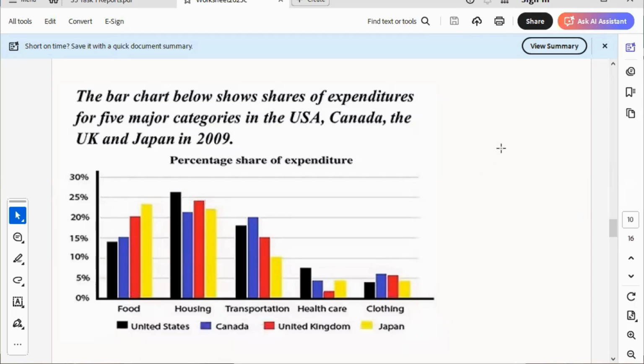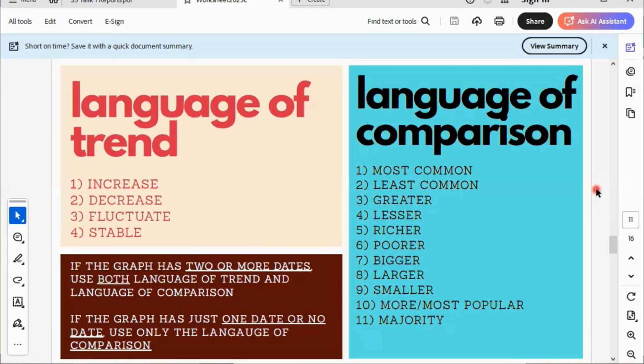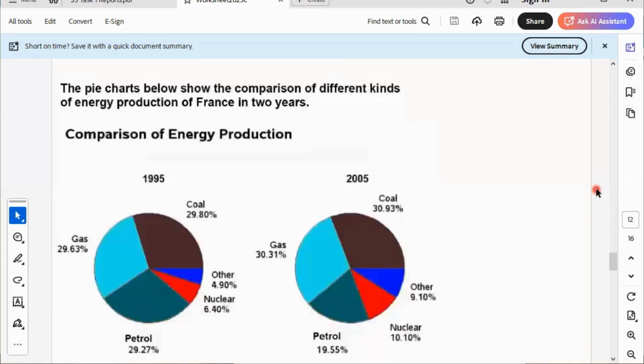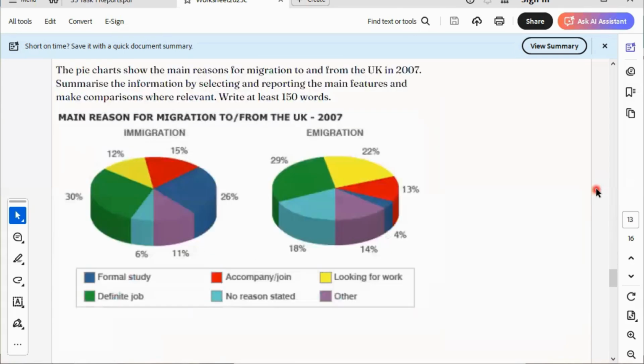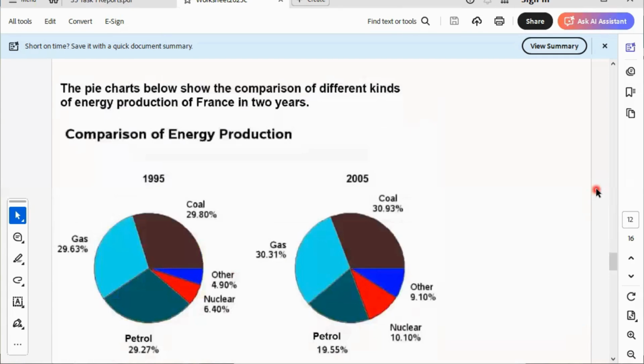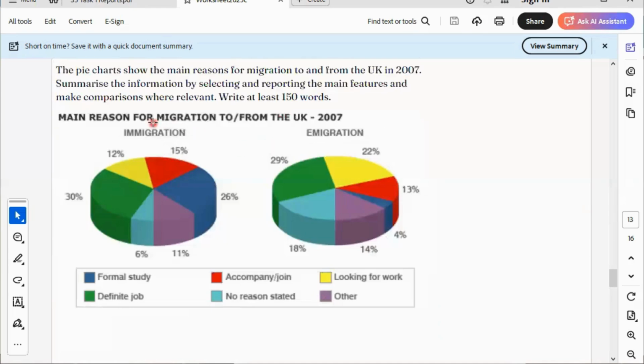Again, when do we use language of trend? When do we use language of comparison only? Whenever we see that we have just one date on our chart, we can use language of comparison. So this rule I'm giving you is applicable to bar charts. It's also applicable to pie charts. And look at these two pie charts now. I'm going to ask a question now, to be sure you have gotten this issue about language. Look at this one here. This one about coal energy production. This one about migration.